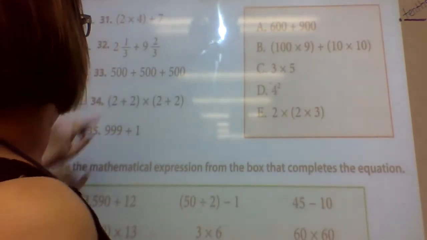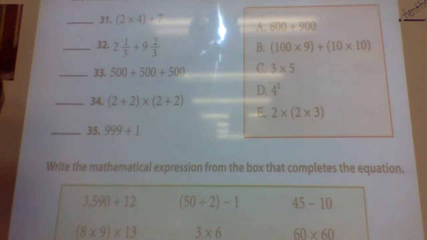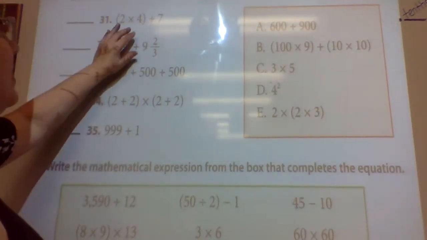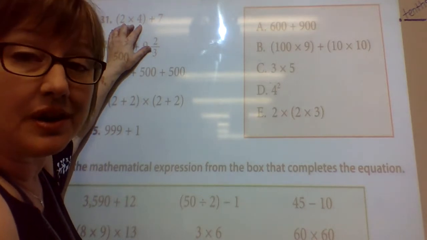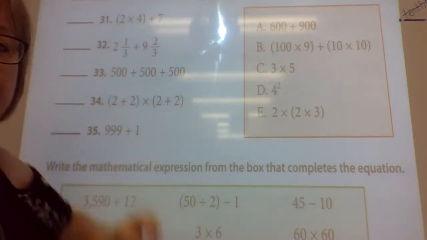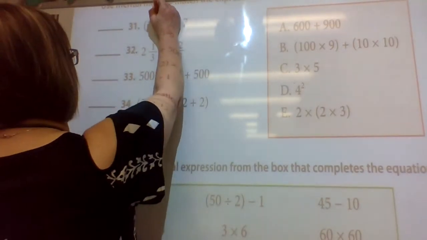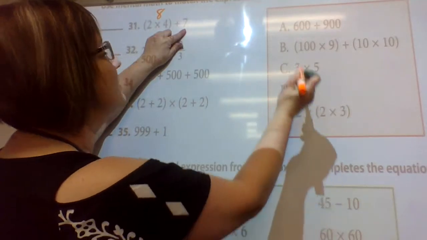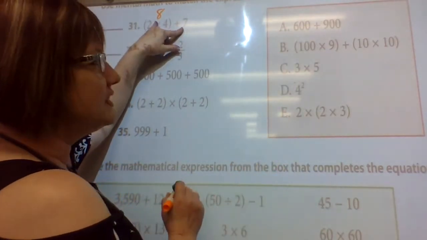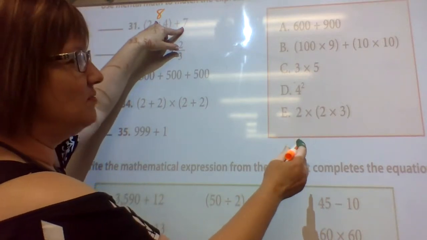Okay, then it says use mental math to match the expressions of equal value. So 2 times 4 in your head, that's what they want you to do, but you can do it on paper if you need to. Okay, 2 times 4 is 8, and we're going to add it to 7. So 8 plus 7 is 15. So which one of these equals 15?